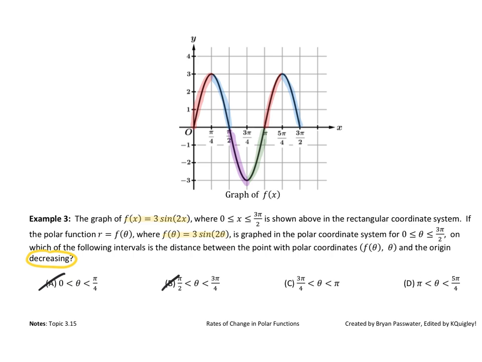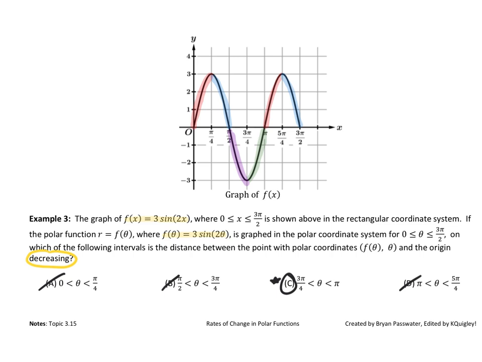Letter C says to look between 3 pi over 4 and pi. Is this section decreasing? Are we getting closer? Yes, looks pretty good. We're going to hang on to it, but we're good students, so we eliminate all answer choices. Letter D says to look between pi and 5 pi over 4. Is this section getting closer together? No, it's going away from the midline, so we can get rid of that one. C is the correct answer.